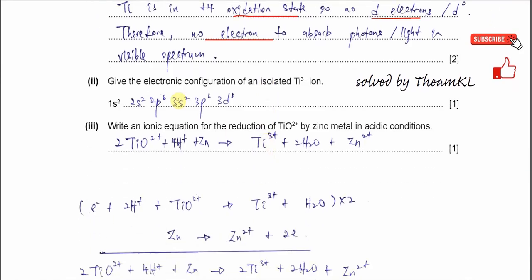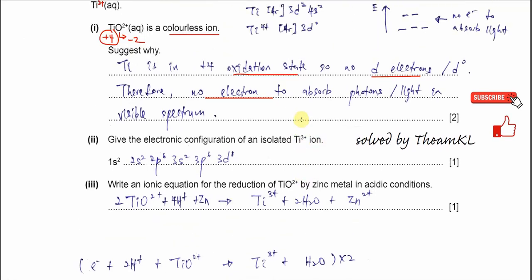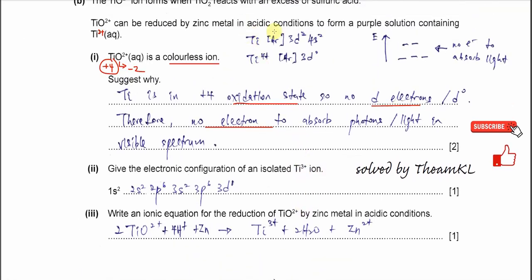Part 2. Give the electron configuration of this titanium 3 positive ion. So it's very easy. Refer back to titanium. Titanium is again the argon core, meaning 1s2, 2s2, 2p6, 3s2, 3p6.